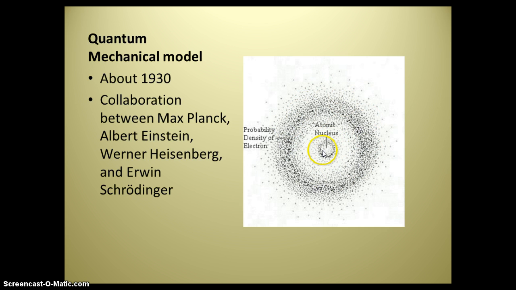So this would be the first energy level, and this is the second energy level. And when you get here you start adding more electrons. So you notice that there's more dots and the density probability has increased.